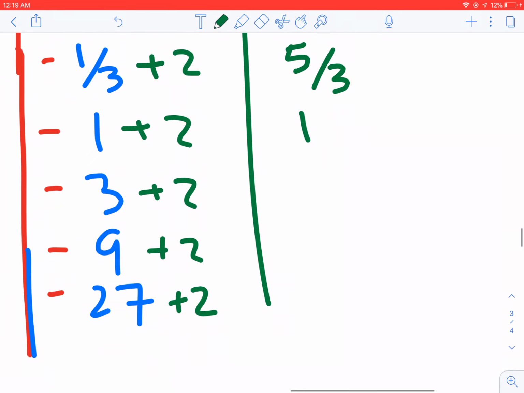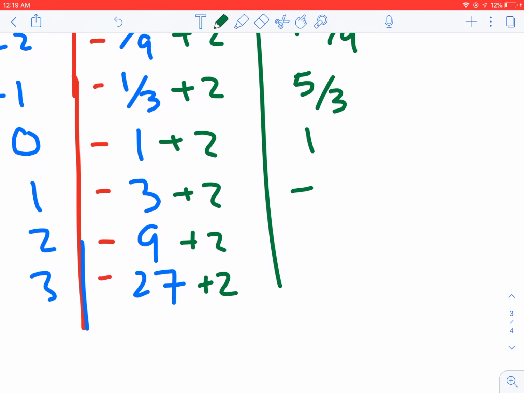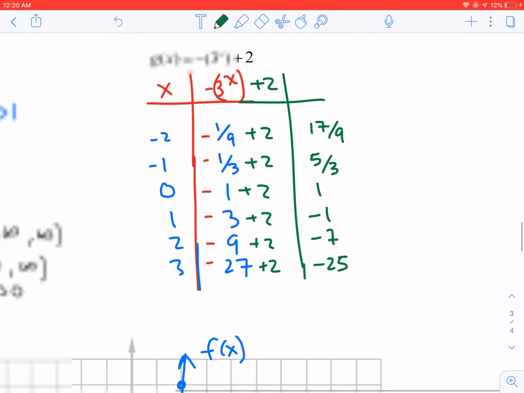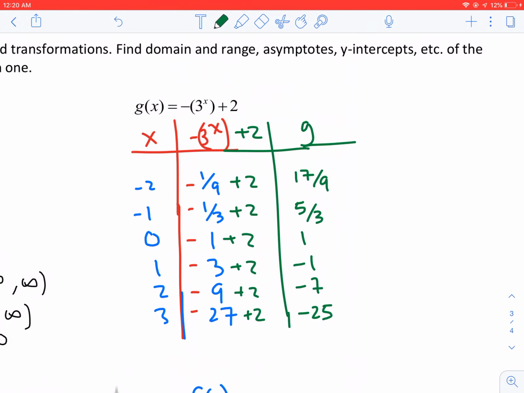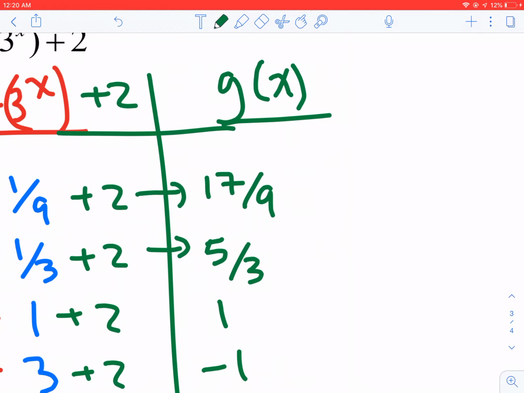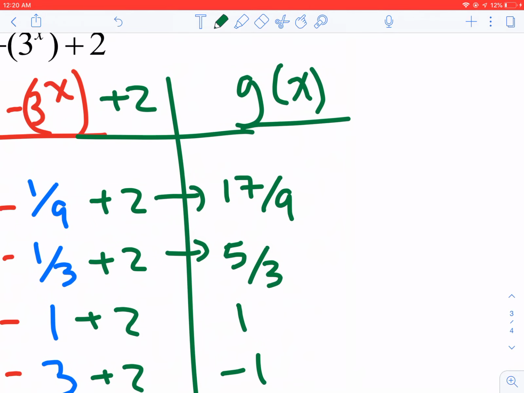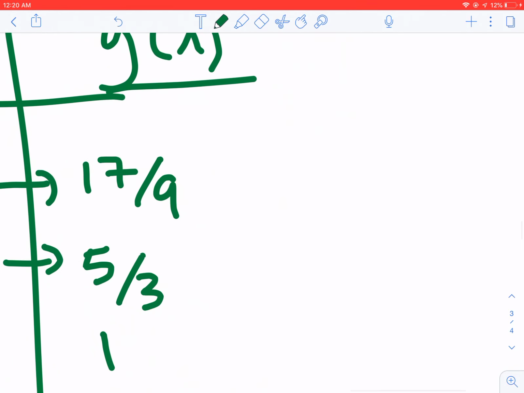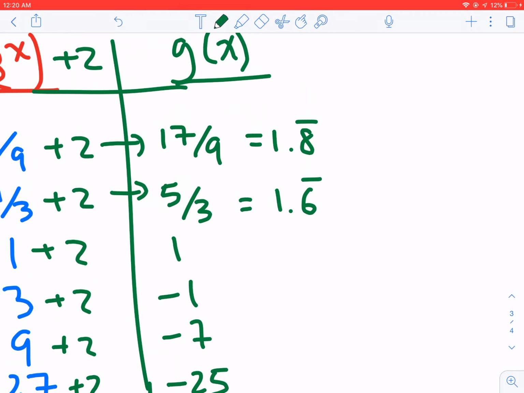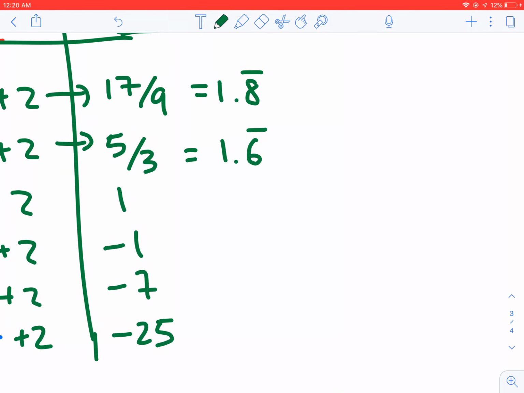This will be 1. This will be negative 1. This will be negative 7. This will be negative 25. Alright, all I'm doing is just adding here. And what is this as a decimal? Hold on, let me check real quick. Alright, so that is equal to 1.8 repeating. This is equal to 1.6 repeating. 1, negative 7, negative 25.